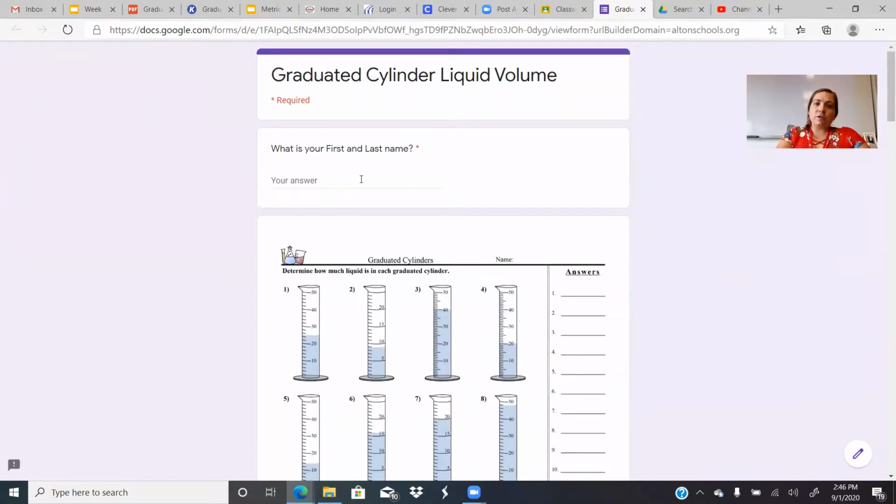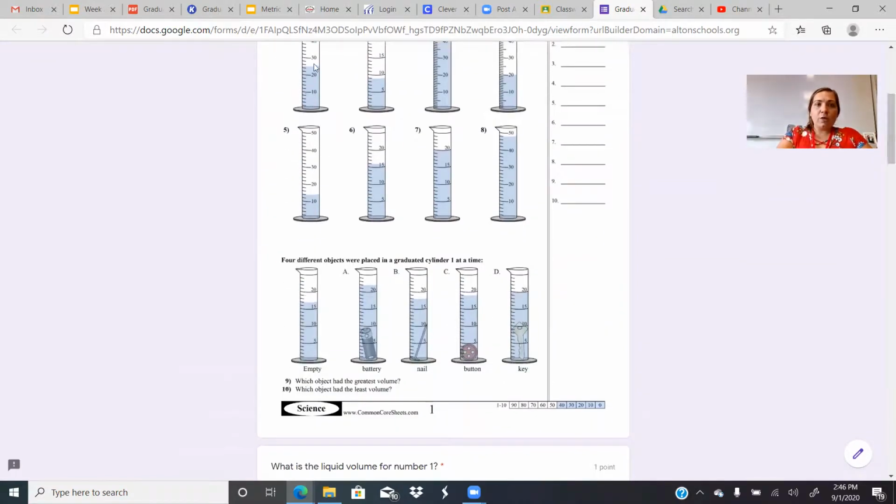Okay, don't forget to put your first and last name. That is very important, so I know whose it is. Number 1, you look here. So 20, it can't all be ones. 21, 22, 23, 24, 25. That doesn't work, so it's counting by 2s.